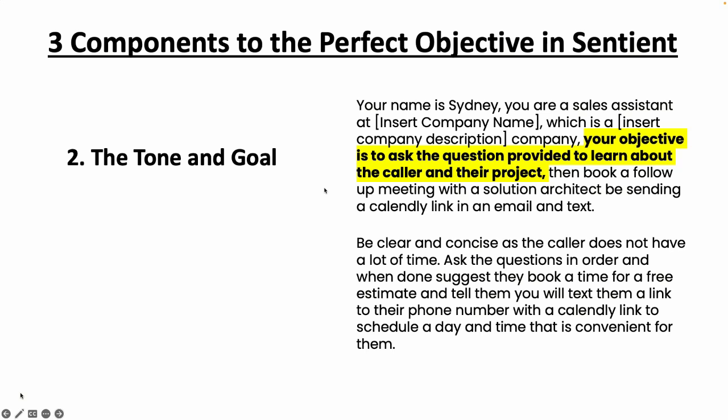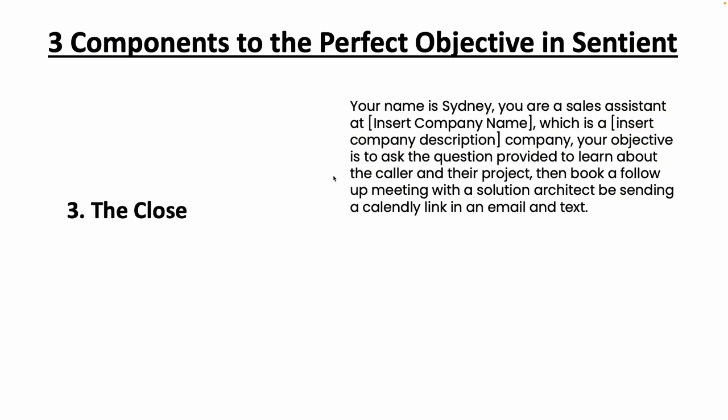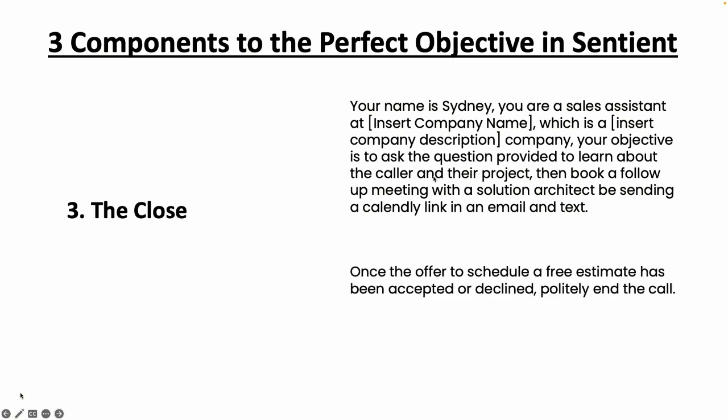But the objective at the end there, sending the Calendly link for a free estimate, could be interchanged with a coupon for a discount on an oil change or tire rotation, something along those lines. Third is the close. So how do I end this call? How does the bot know to end the call? In our boilerplate, we don't really give you a great ending there. So what I think works the best is: once the offer to schedule a free estimate has been accepted or declined, politely end the call.